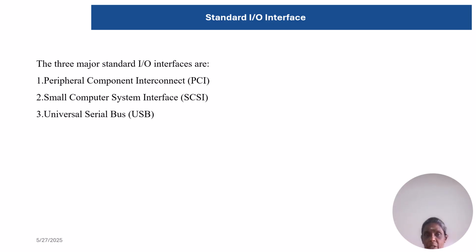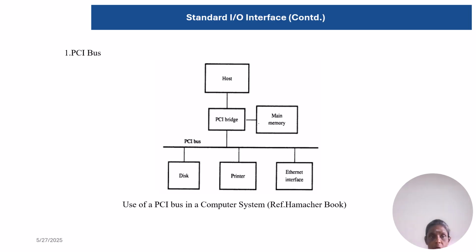Number one, peripheral component interconnect, PCI in short form. Small computer system interface, SCSI. Universal Serial Bus, USB. First, the PCI bus.